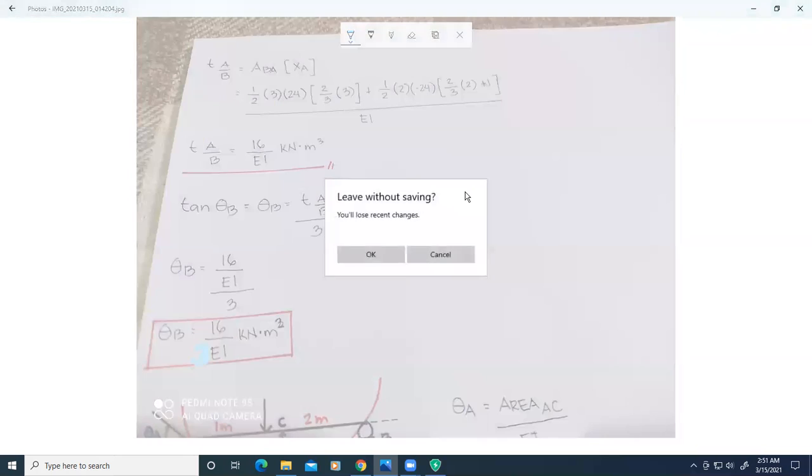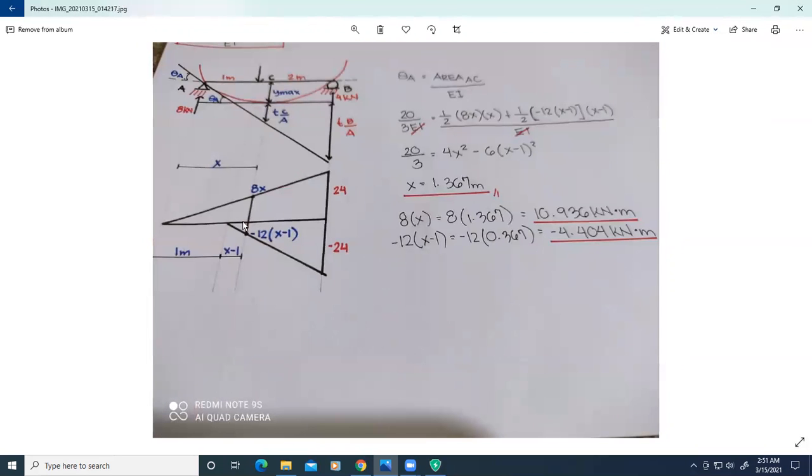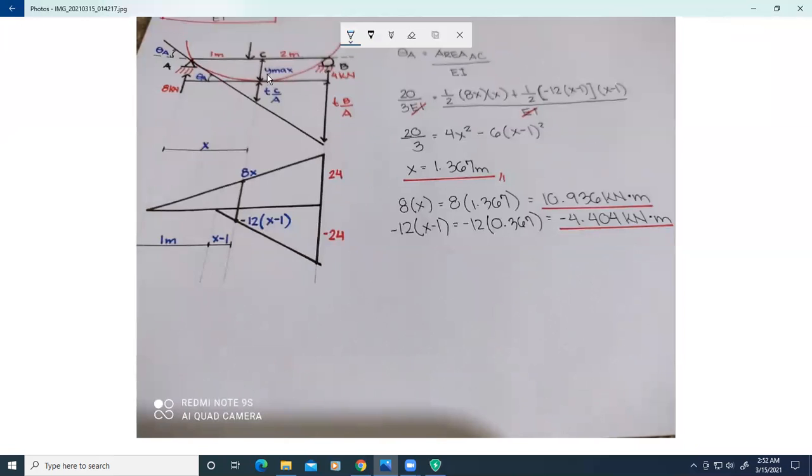Okay. The next step will be to solve for the maximum deflection, now that we solved for theta A and theta B. Before we could solve the maximum deflection, we need to assume its location from the beam. So I assume the location will be here after the concentrated load here, because this is our deflection and this is our maximum deflection.